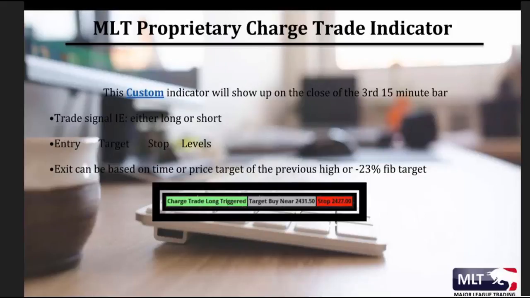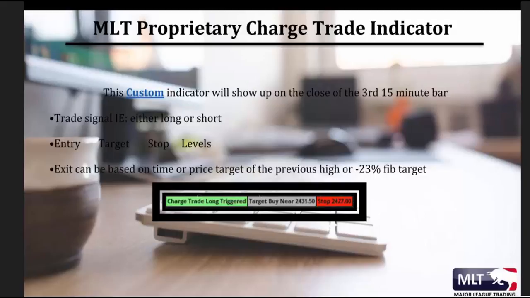I've said it multiple times here, make things as simple as possible. And that's exactly what I've done here with this indicator. This is called the MLT Proprietary Charge Trade Indicator. And what it's going to do, it's going to tell me when this trade is setting up. Because sometimes, honestly, I forget to look for it. Even though it's one of my 6 setups, if I'm not looking at my cheat sheet, I make sure 45 minutes into the day, hey, is this set up or not?